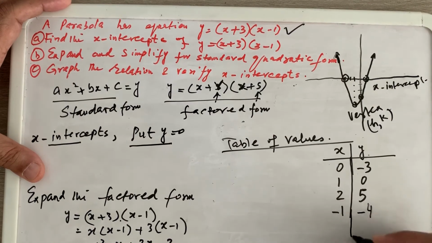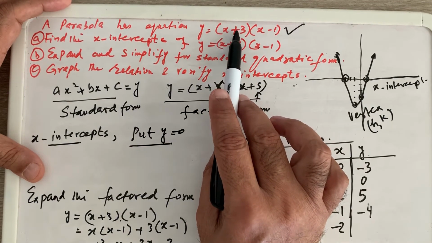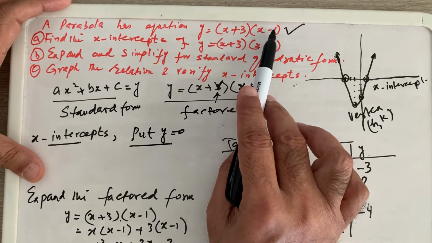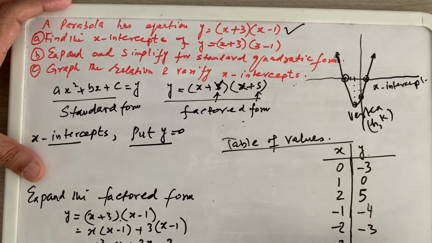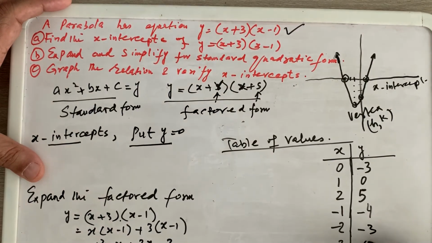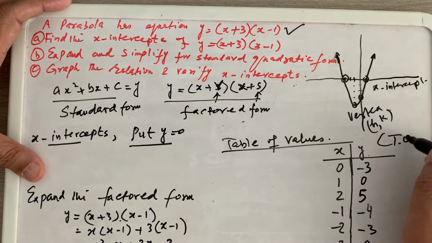Let me have more negative values. Let me take minus 2. Minus 2 plus 3 becomes 1, and minus 2 minus 3 becomes minus 3. So minus 3 times 1 is minus 3. So we try minus 1, minus 2, minus 3. If we put minus 3, this value is gone, and then 0 times the other thing will be 0. So these are my table of values, right? Sometimes it's called in short form TOV, table of values.